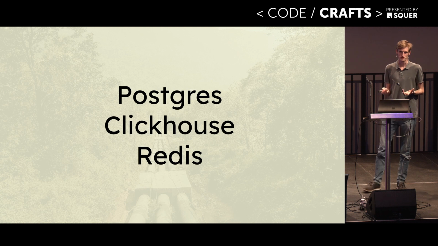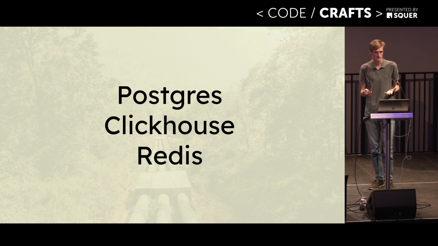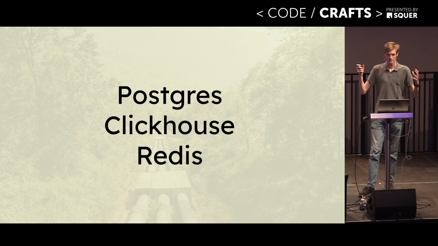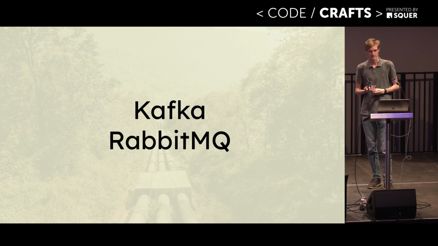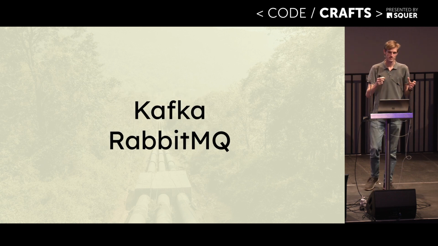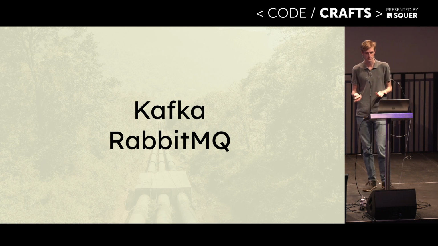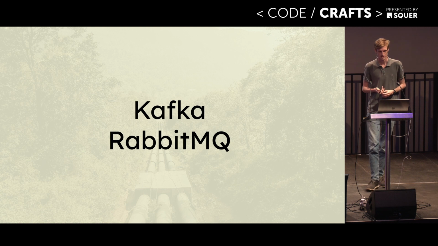The database of choice for us is Postgres, ClickHouse, and Redis. Very boring databases, I think. There's like nothing fundamentally tricky about it. But in the context of what's going to come, it's all open source technology. And getting 300,000 events through a pipeline requires some form of queuing system, where we're using Kafka and RabbitMQ.